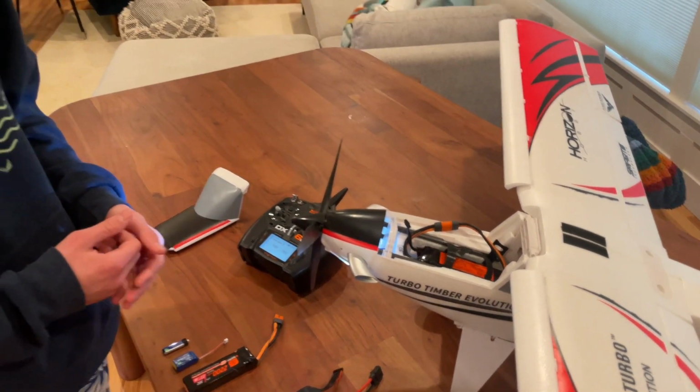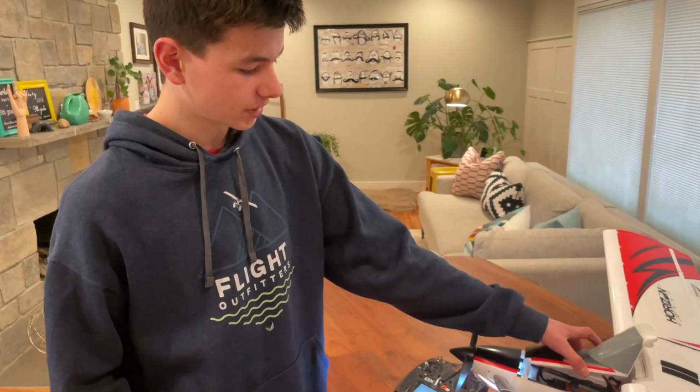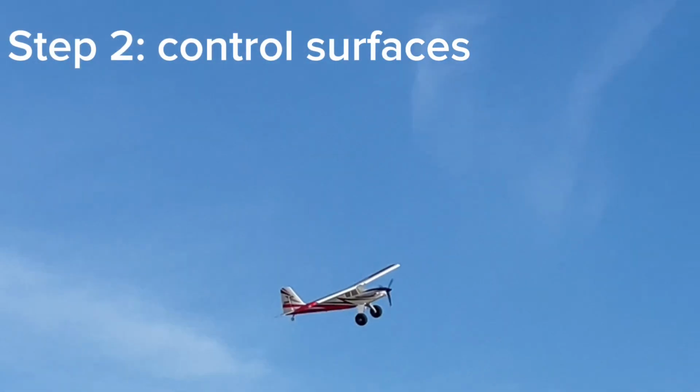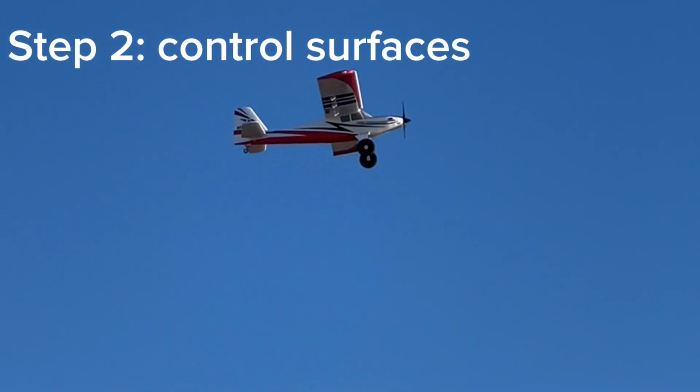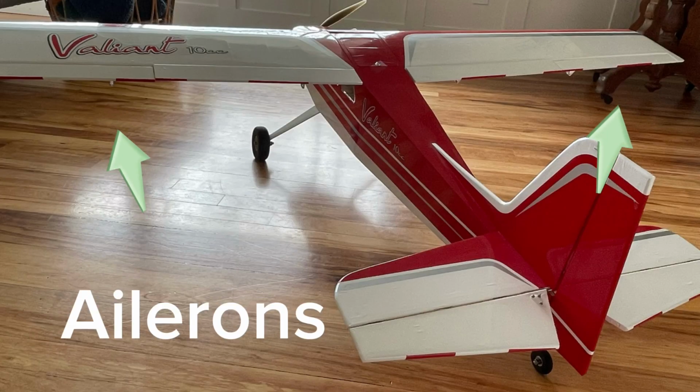After a couple seconds, it'll connect to our transmitter and we'll be able to fly our aircraft. The first and most important part of learning to fly an RC plane is the control surfaces. These are the parts of the plane that move to control the plane in the air.